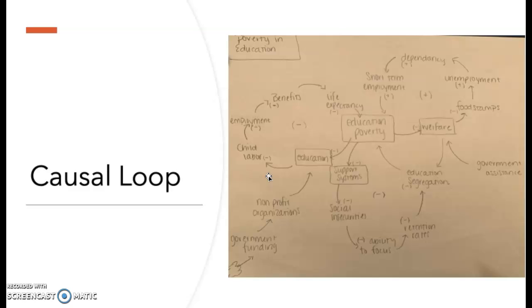So that's kind of our one loop. And you can see that nonprofit organizations and government funding kind of go back into that education system. If we go down from education poverty into support systems, we can see that that's also a different option for us. And granted, this is all very dependent on situations and areas and so many other things than just education poverty. But say we implement better support systems for students who are trying to get an education when they're in a low income area or family.